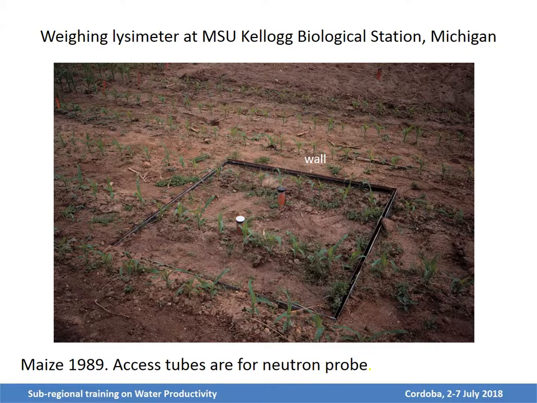Here we have a picture of the weighing lysimeter at the Michigan State University Kellogg Biological Station, which is located in Battle Creek, Michigan. This is a smaller lysimeter. Here we see the walls. You can see the outer and inner wall of the lysimeter. Here we have also access tubes for neutron probe. This is a maize crop, and this lysimeter was located in a rainout shelter for water stress experiments.